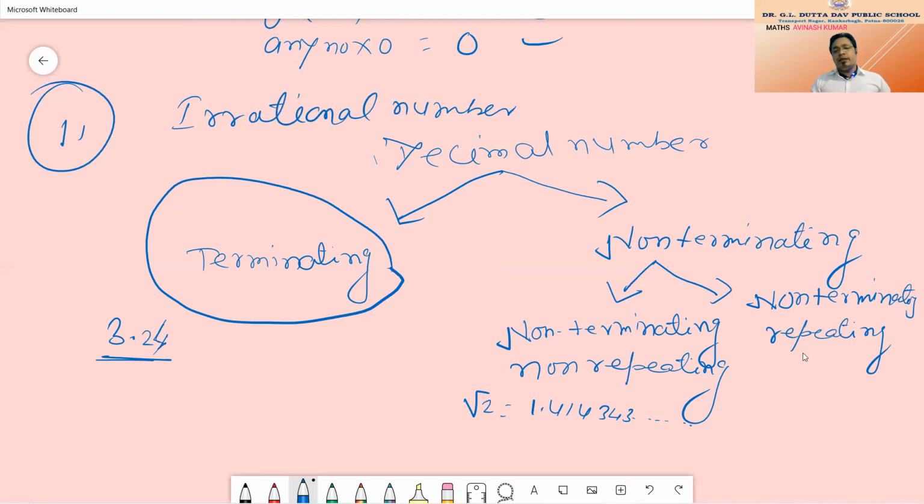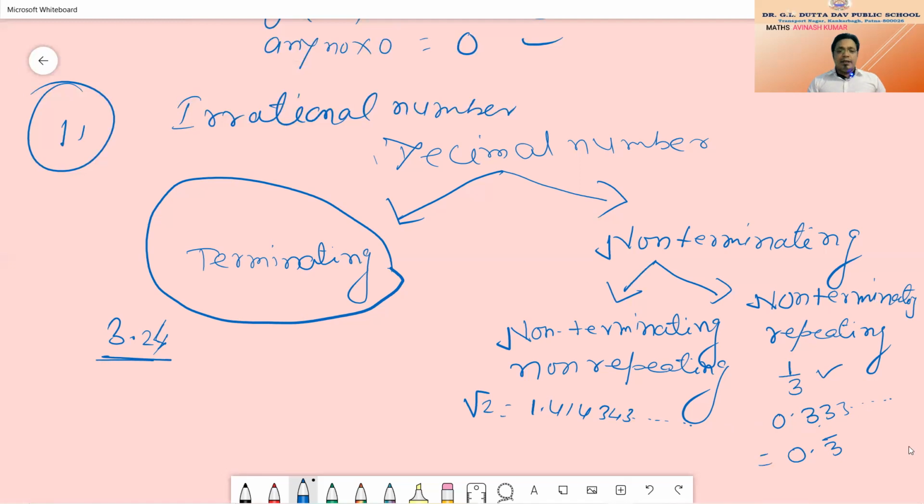Now non-terminating, repeating. Suppose we find the value of 1 by 3 in decimal form. We get 0.333 up to infinite times. We are unable to count how many 3s there are, so it is non-terminating. It is repeating because 3 repeats again and again. It can be written as 0.3 recurring. So this is non-terminating, repeating.